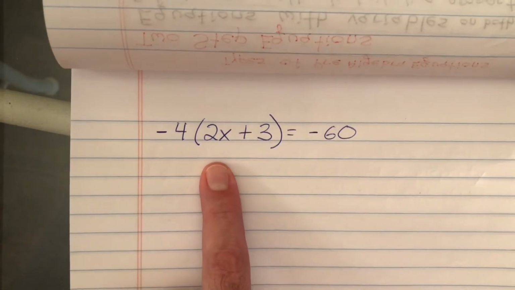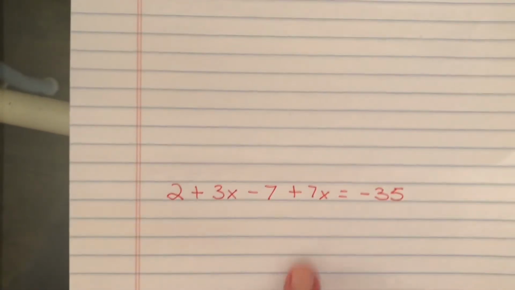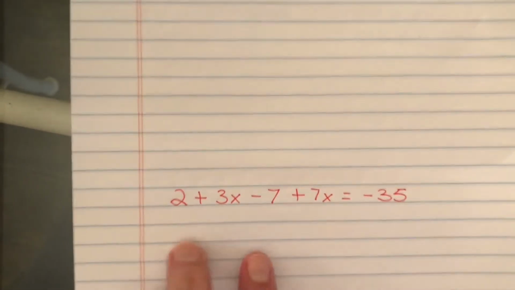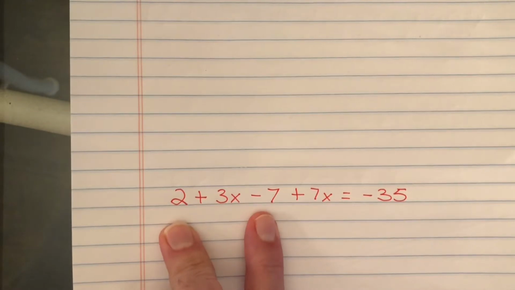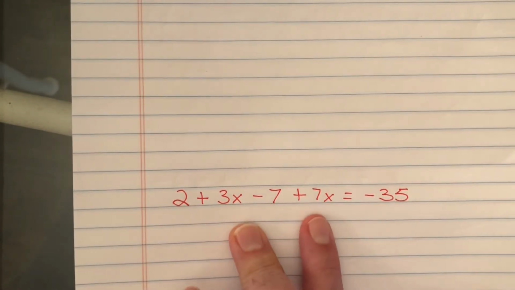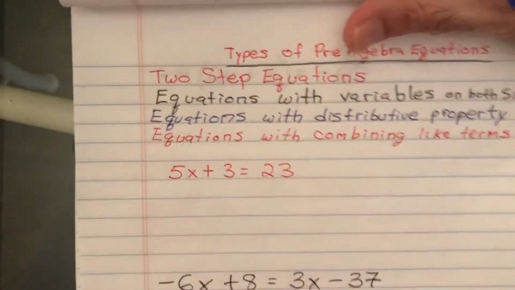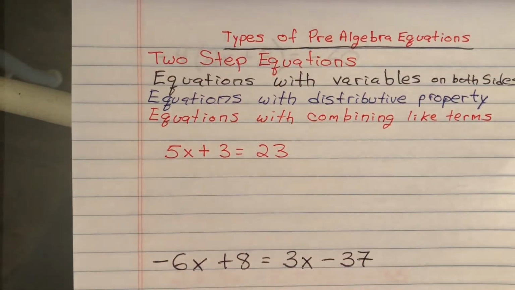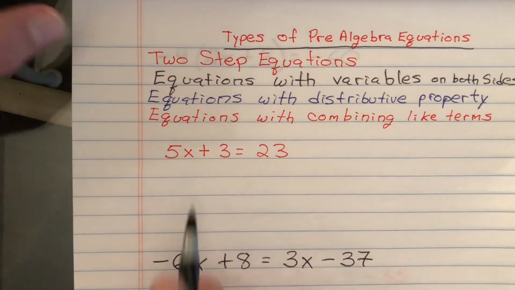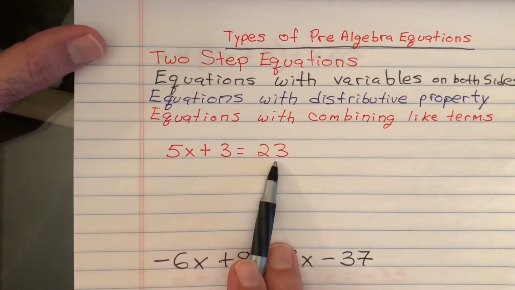An equation using distributive property. When I see the parentheses, I know I have distributive property. And an equation where you combine like terms. So on one side of the equation, I have like terms. I have 2 pairs, these constant numbers and these numbers with variables. They're all on one side of the equation. So we'll go through each one and we'll talk about how to check if your answer is right for each one as well. 5x plus 3 equals 23.